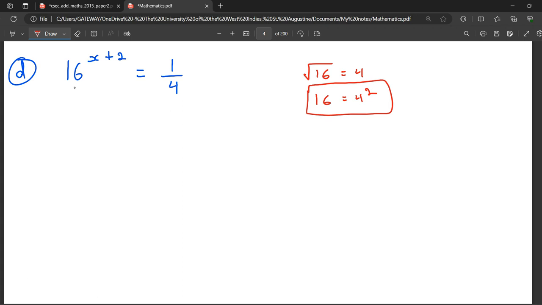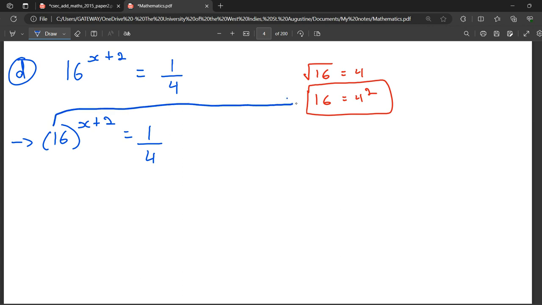So now I could replace this number 16 here. I could have put this in bracket, no problem with that. Right, so what I'm going to do, this is the given question here. So in the next line I would say 16 to the power of x plus 2 is equal to 1 all over 4. Now I can replace this number 16 with 4 to the power 2. So what I would have here now is 4 to the power of 2 raised to the power of x plus 2. And that is equal to 1 all over 4.